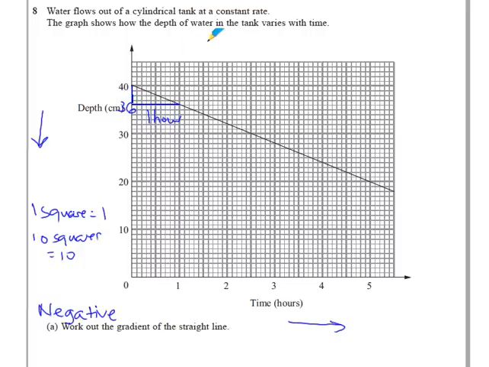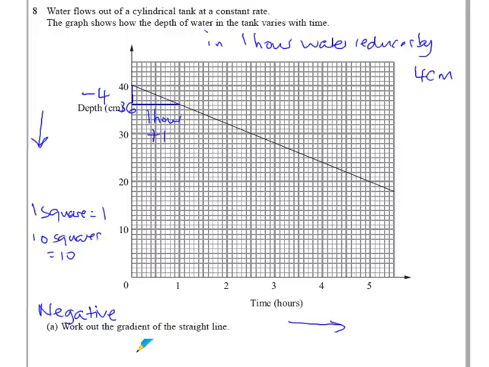So in 1 hour, the water reduces by 4 centimetres. Okay, it's going down 4 centimetres. So in terms of my change, it's going from 40 down to 36. So minus 4, and across is going from 0 to 1 is plus 1.